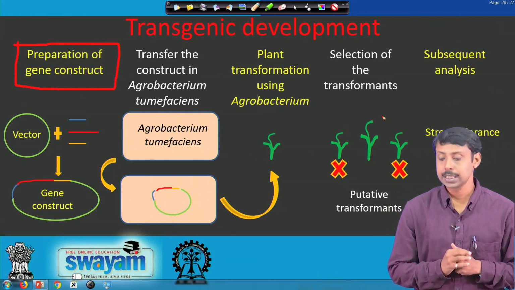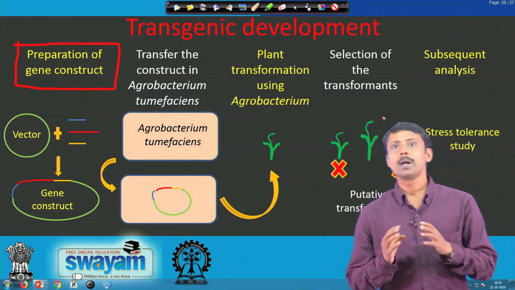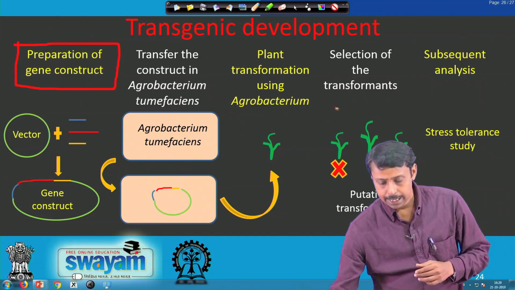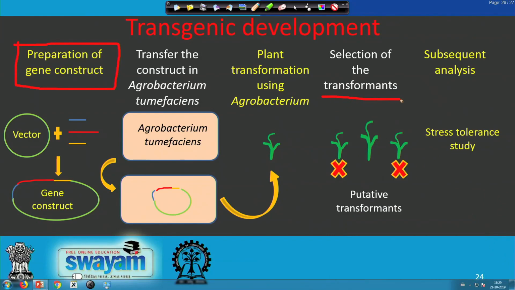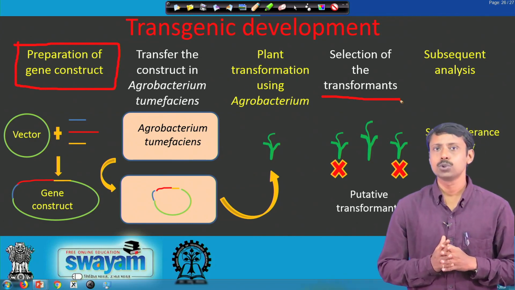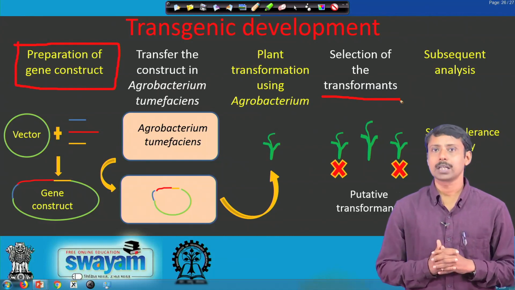Now, another selection is needed. Here we have to use a selection gene or selectable marker gene, which is for plant selection. In most biotechnological research, the hygromycin gene or kanamycin gene is used as the plant selectable marker gene.